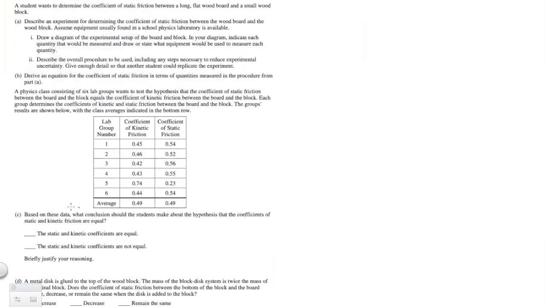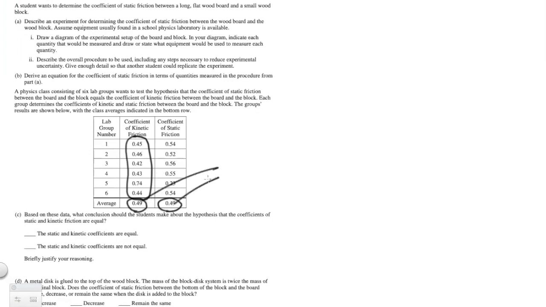Let's just skip here to part C. So the data that they've collected is summarized. Coefficient of kinetic friction and coefficient of static friction. Based on these data, what conclusion should the students make about the hypothesis that the coefficients of static and kinetic friction are equal? So what they did is, these 6 lab groups, they added up their results and got an average. And these averages came out the same.